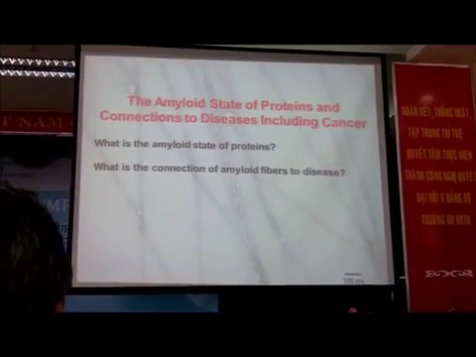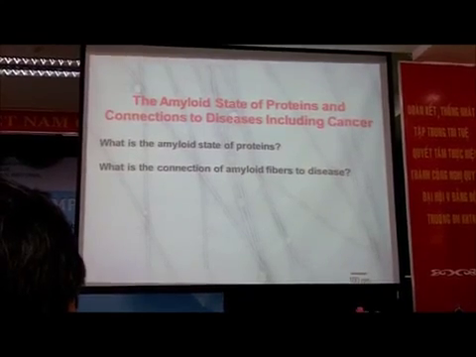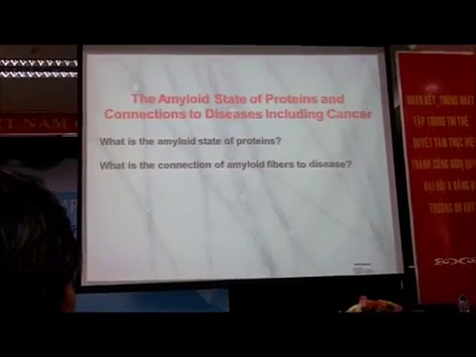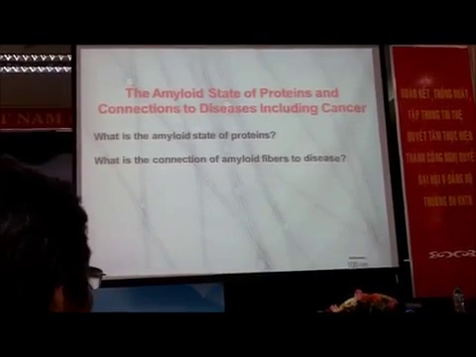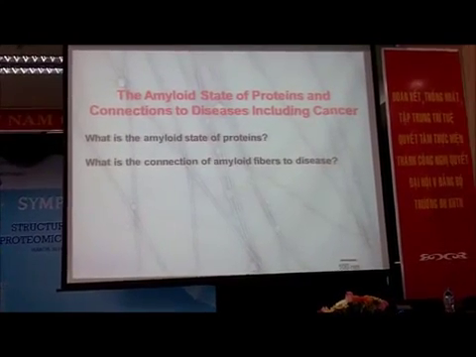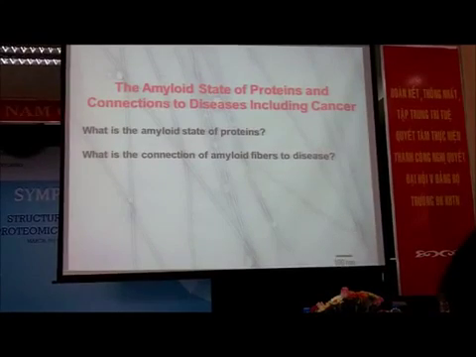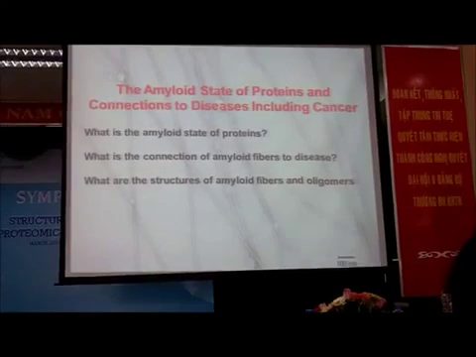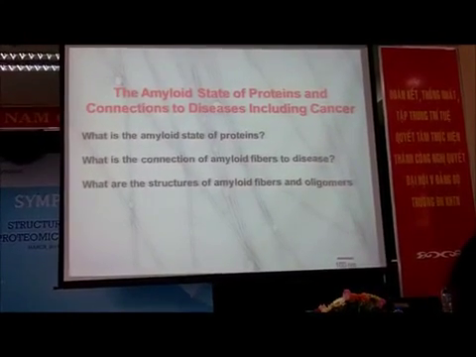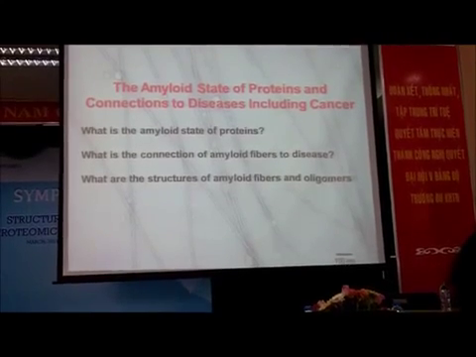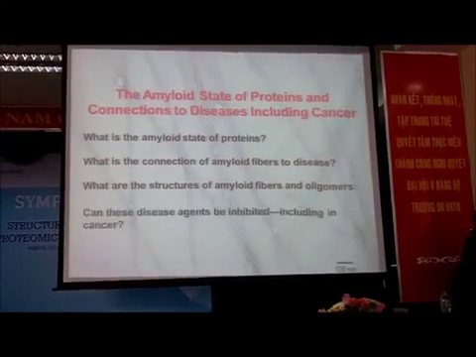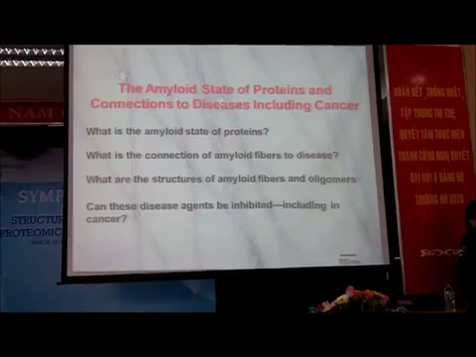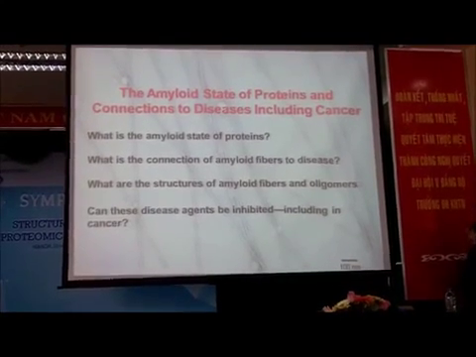Second, what's the connection of amyloid fibers? You can see in the background here the long fibers, which are protein fibers seen in the electron microscope. Those are amyloid fibers. What's the connection of these fibers to diseases, including cancer? Third, what are the atomic structures of these amyloid fibers and of smaller units of the same proteins that are called oligomers? I'll just touch on that topic. And finally, can these agents of disease, these causes of disease, can they be inhibited, including in cancer?